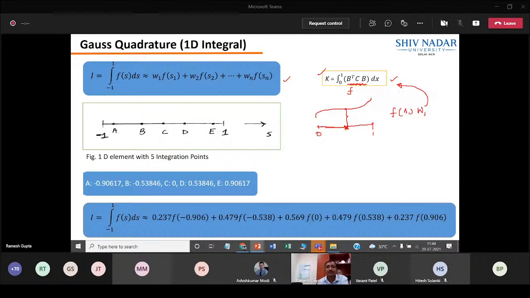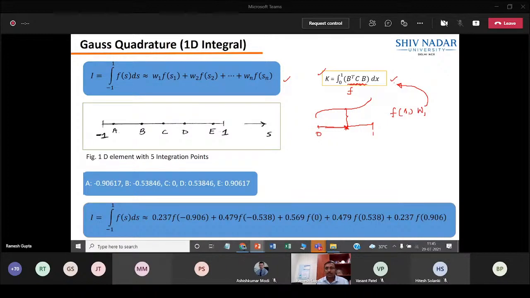That is where the Gauss quadrature scheme comes in. So you don't need to do a definite integration from 0 to 1 or -1 to 1 of B transpose C B dx. Instead, you will just take certain points, evaluate that function at that point, and multiply with a weight. You can get that one.